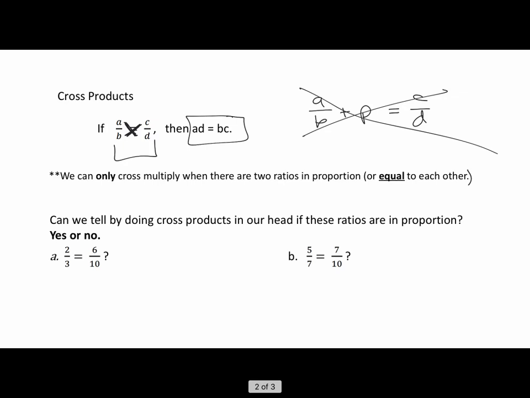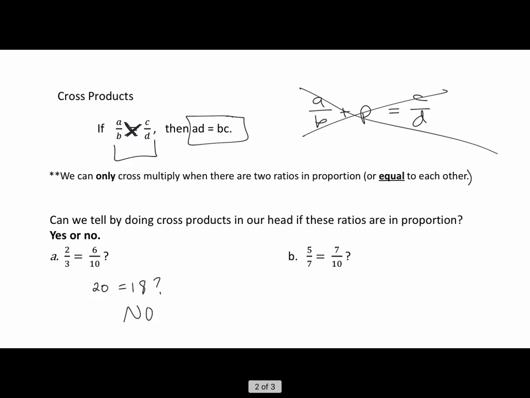So can we tell by doing cross products in our head if these ratios are in proportion? For example, A: 2/3 equals 6/10. So if I multiply across like that, 2 times 10 should be the same thing as 3 times 6. So 20 equals 18. That's a no. Those are not equivalent, so those ratios are not in proportion to each other. That's a false statement.